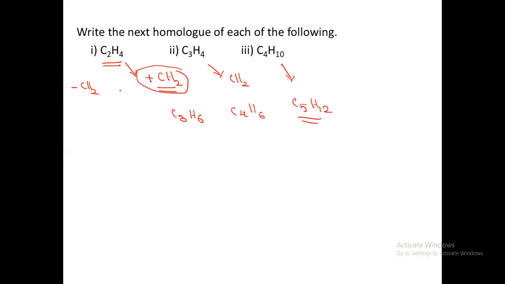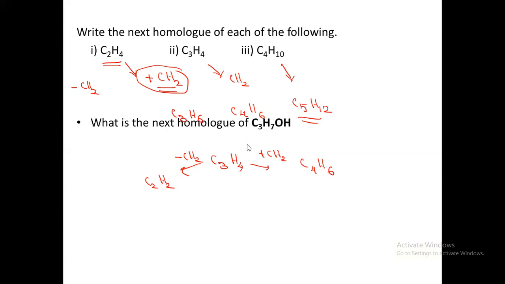If you want the preceding homolog, subtract CH2. For example, if C3H4, what is the preceding homolog? For the next homolog, you add CH2, so you'll get C4H6. What is the preceding homolog? You subtract CH2, so C2H2. So either way you can do it. You can find the next homolog as well as the preceding homolog. Clear?